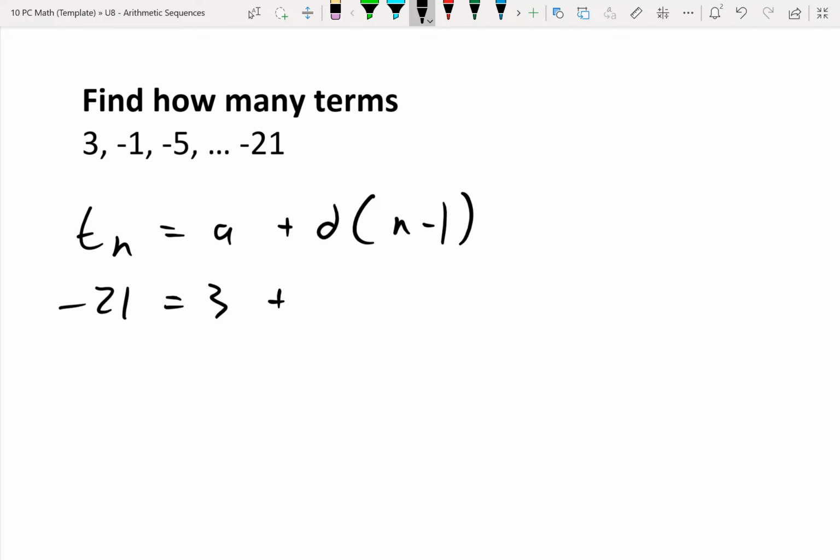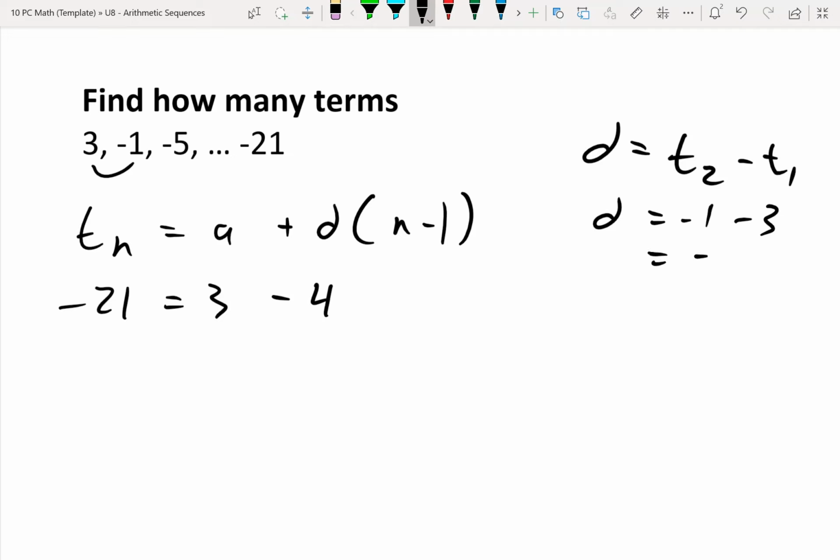The difference I can tell just by looking. It's 4. You could also do the formula if you really wanted to, and it would give you the answer. It's negative 4, sorry, because it's going down every time. So 3 minus negative 1 minus 3, negative 4. And then n minus 1, I don't know what n is, so I'm just going to leave it like that.